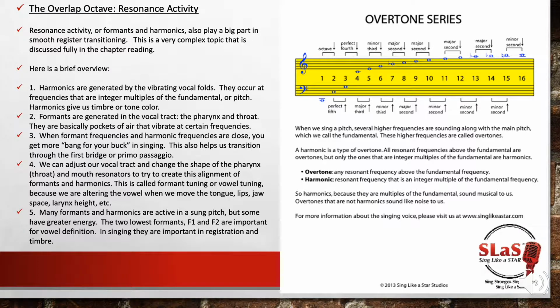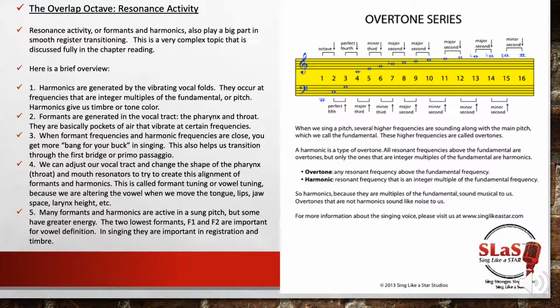Many formants and harmonics are active in a sung pitch, but some have greater energy. The two lowest formants, F1 and F2, are important for vowel definition. In singing, they are important in registration and timbre. And the graphic on the right is the overtone series.